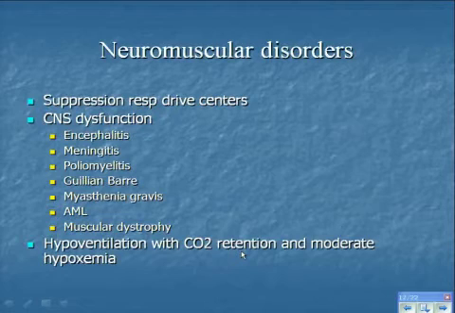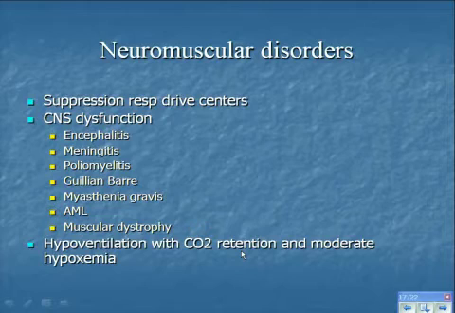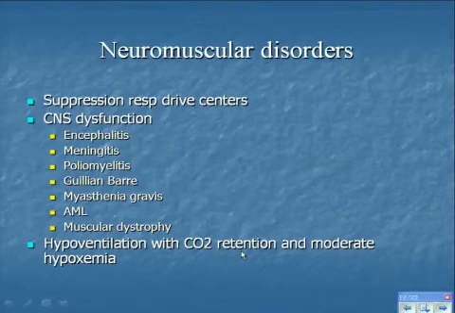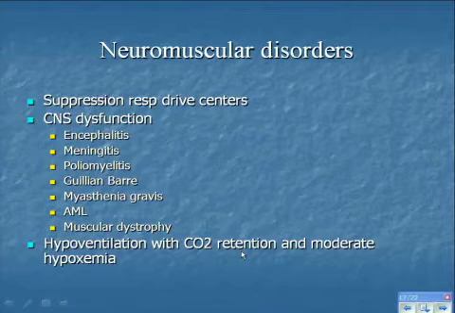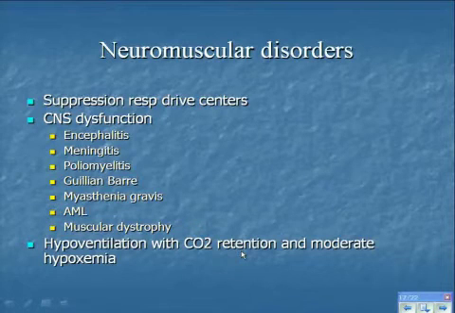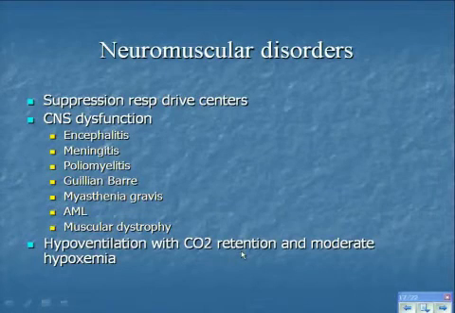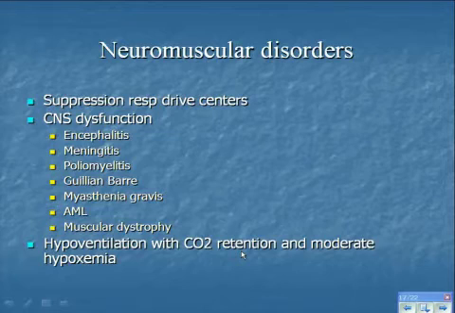Neuromuscular diseases are when you suppress the respiratory drive centers. So anything that affects the central nervous system, anything from encephalitis, meningitis, polio, Guillain-Barré, myasthenia gravis, ALS, muscular dystrophy, all those that are basically components of the neuromuscular system can cause failure of the respiratory system, and you get hypercarbia and hypoxemia as a result. Hypoventilation with CO2 retention and moderate hypoxemia is seen with all these disorders.